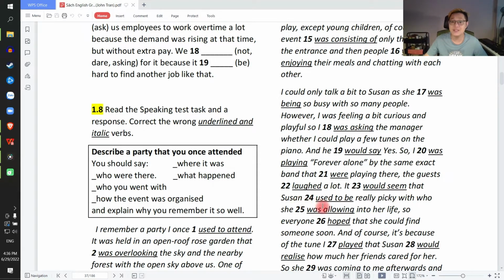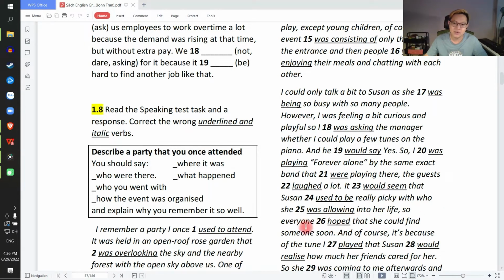Susan, 24 it's correct. 24 đúng nè. Susan used to be really picky with who she allowed into her life. Because this is a past habit, so 24 is correct. Nó nói về một cái thói quen quá khứ, cho nên 24 đúng nè. Đã từng rất là kén chọn với cái người nào mà cổ cho phép vào cuộc đời của cổ. So 25 is just allowed. 25 nó chỉ là quá khứ đơn allowed thôi, được rồi.